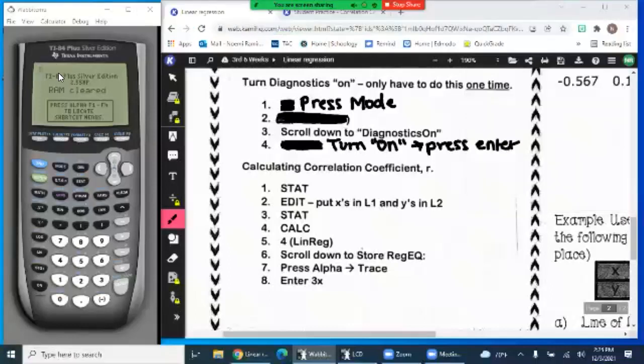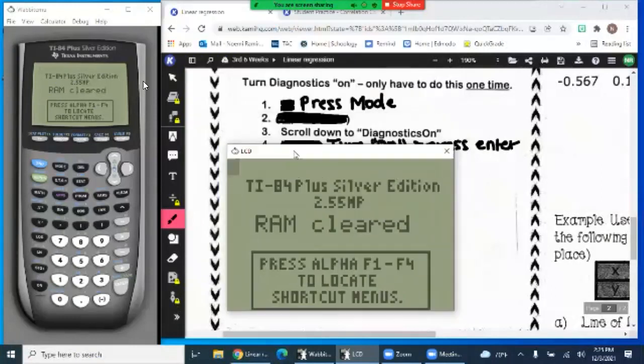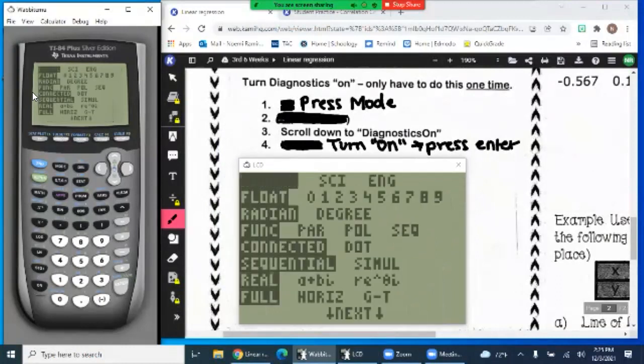Now, once you receive your calculator, it's going to be reset. So the very first thing you want to do when you get an example like this is turn the diagnostics on. So you're going to press mode. Let me bring up this. You're going to press mode. Mode is the button right next to the blue one on the right side of the blue one. And you'll see this screen.